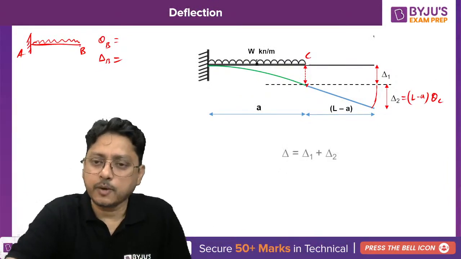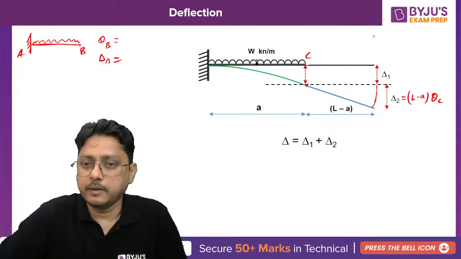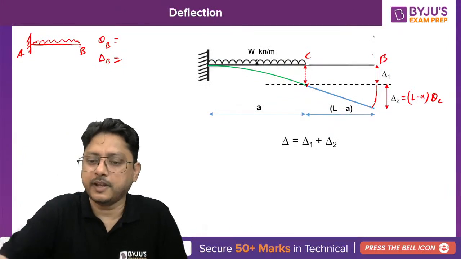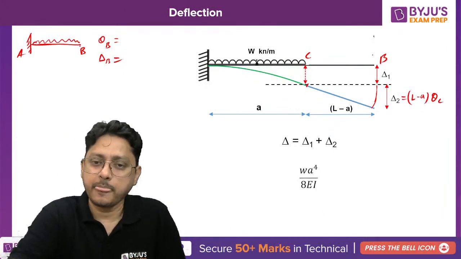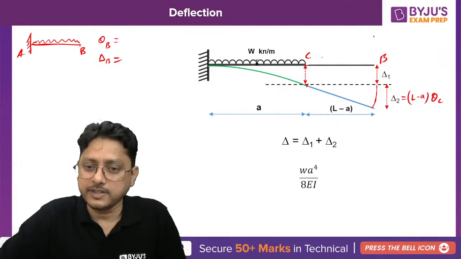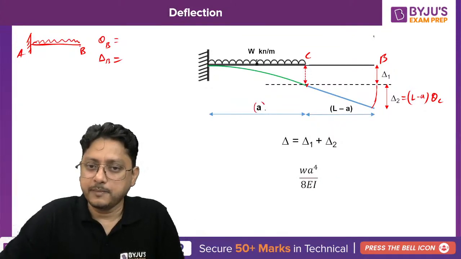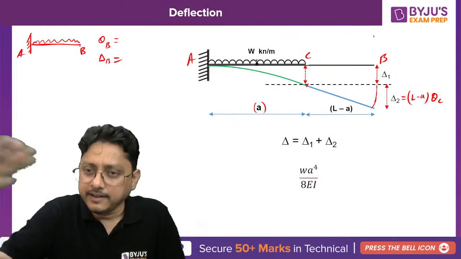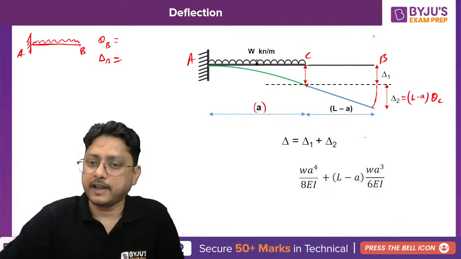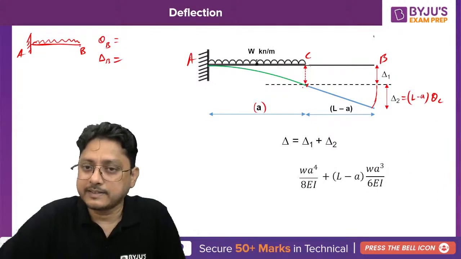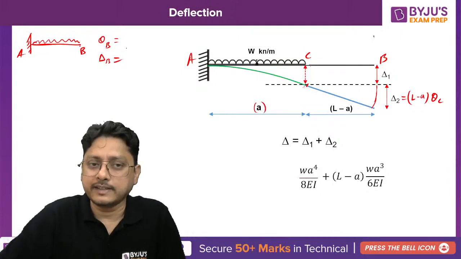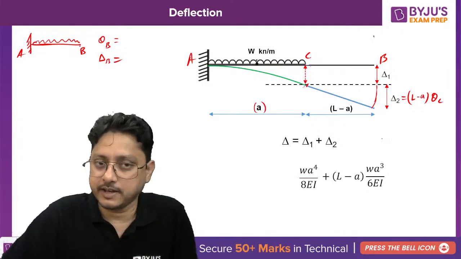So the final deflection at the free end B will be nothing but delta 1 plus delta 2. Delta 1, as I gave you in the formula section, is WA4 by 8EI, where the length of the beam from A to C is A. And delta 2 is now r theta, which is nothing but L minus A into the slope theta at C. Due to the UDL, theta at C is WA cube by 6EI.